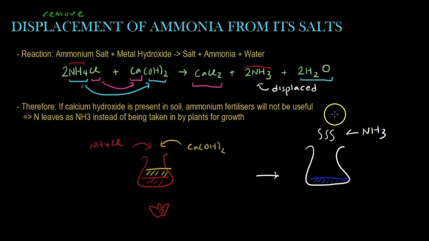And usually we will want to collect this, right? So maybe we will link it up to another system so that we can collect it in another flask, for example. This is a flask, so it can be collected here. That's how we trap the ammonia that is being given off.